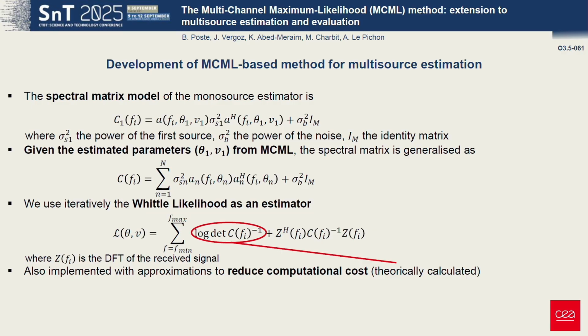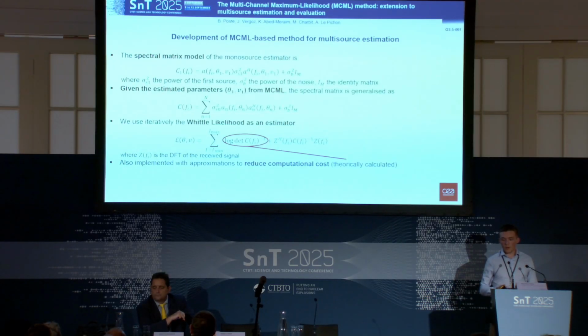The final development is on the frequency component. So we have, as in time, the spectral matrix model as a function of the steering vector, the power of the noise and the power of the signals. We can generalize it to the multi-source case, and then, thanks to the Whittle likelihood as an estimator, we can iterate to find other azimuth and velocity sources. We implemented it raw or with an approximation in order to reduce the computational cost.